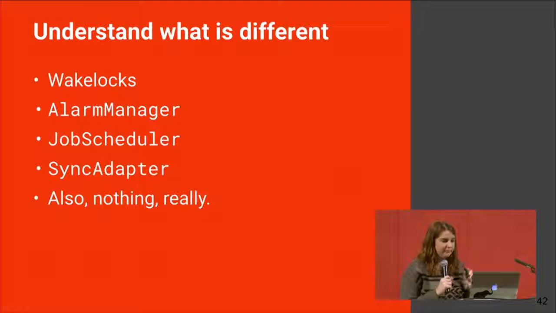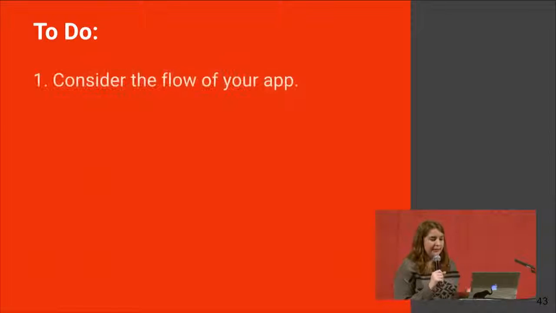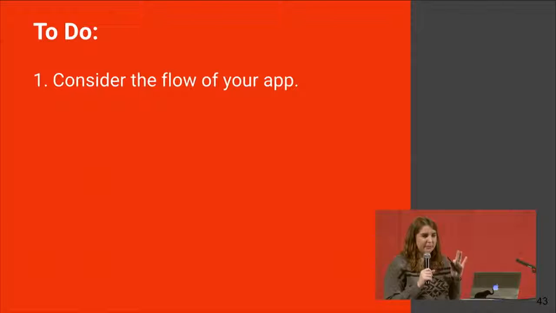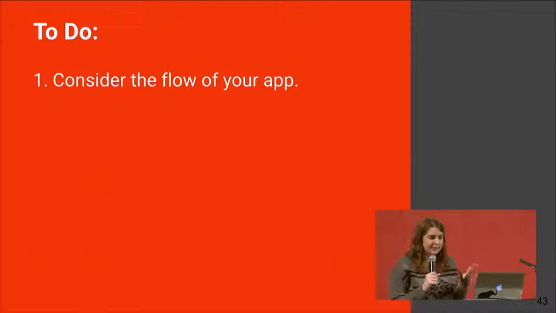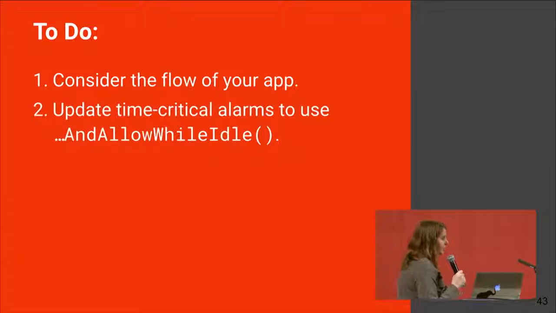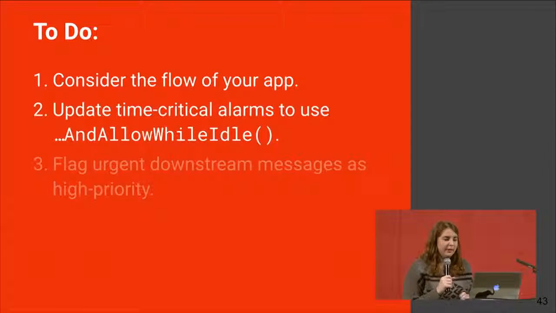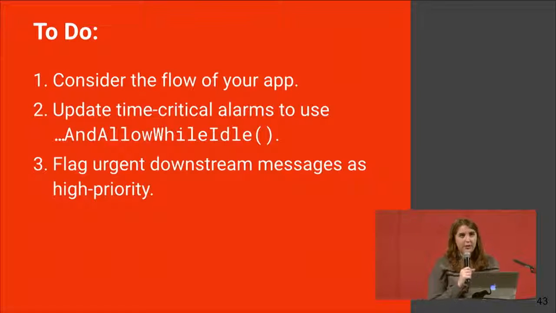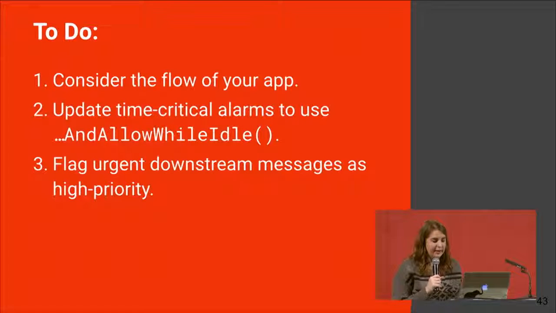Which leads to my to-do list, super duper hard. Like I said, considering the flow of your app, you need to make sure that everything behaves the way that it should behave for the best user experience, with the potential of being a couple hours late. You need to update any time-critical alarms to include allow while idle. And you need to consider any urgent or critical downstream messages as high priority with GCM.